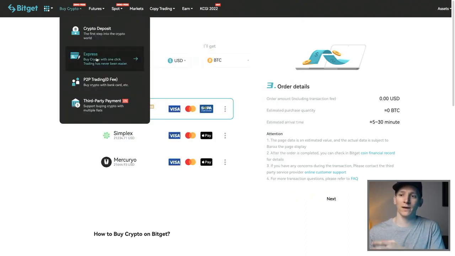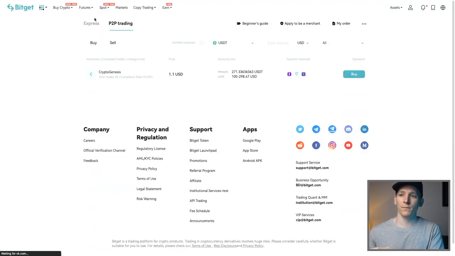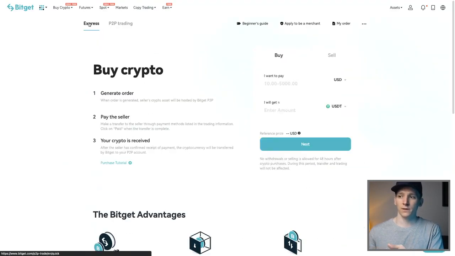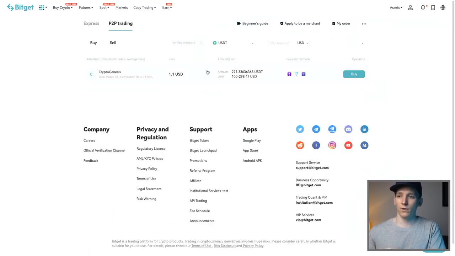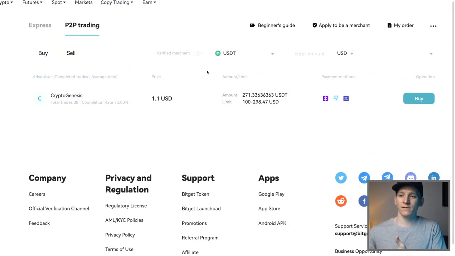So go to buy crypto and Express or P2P. I'm going to click this one here. Express doesn't give you many options, but you can actually go and use that here if you like. But just clicking P2P gives you a lot more options. Now you can see this isn't for large whales either, right?